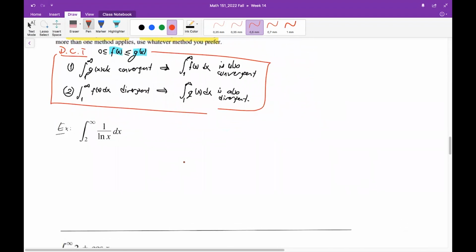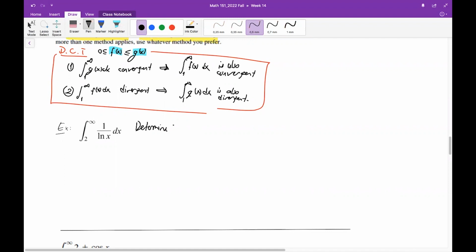Let me show you how to use it, for example, in the following exercise. So the question is, determine whether the given improper integral is convergent or divergent. So we don't want to find the exact result of the integral. We just want to understand whether it is finite or infinite without giving the exact result. So here we will be using the direct comparison test.